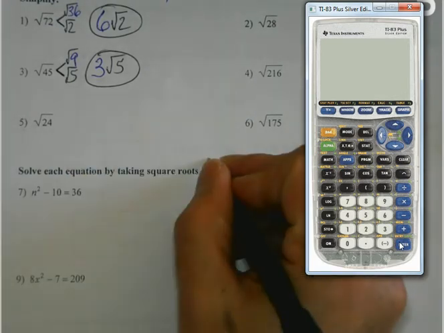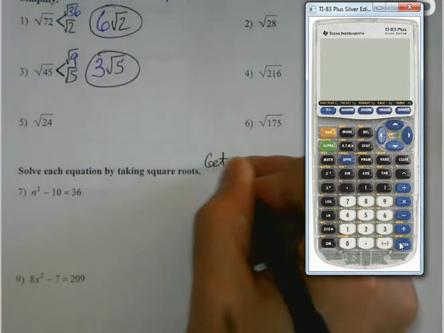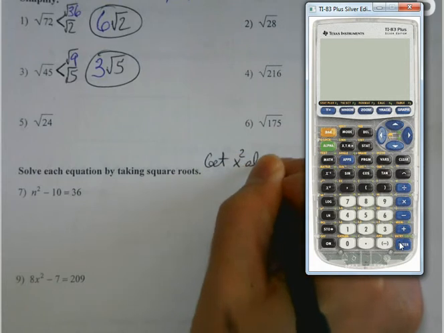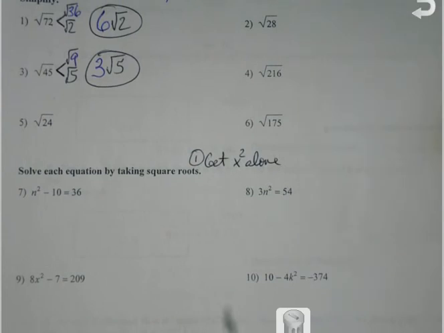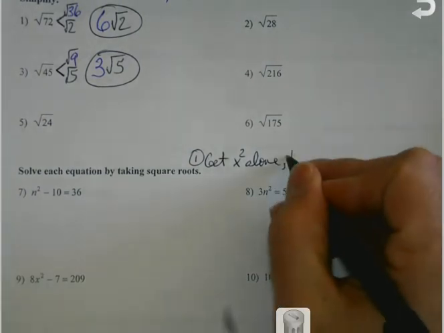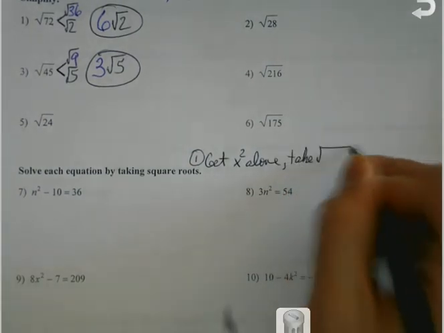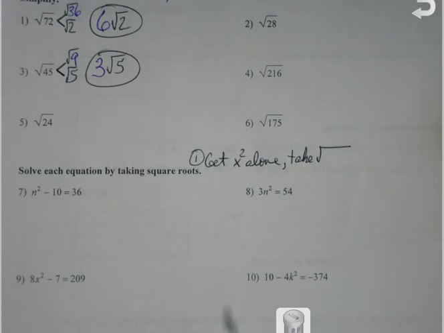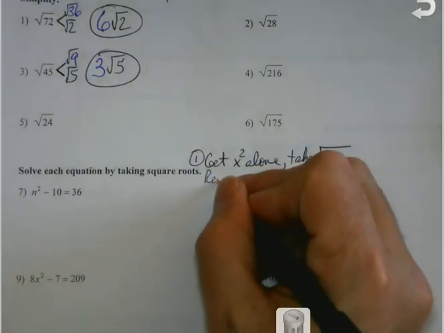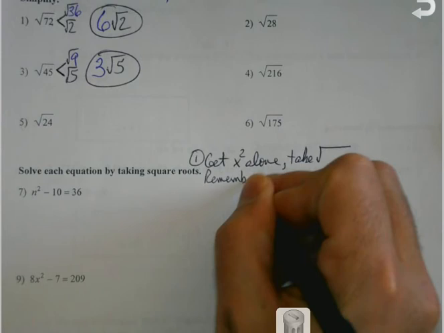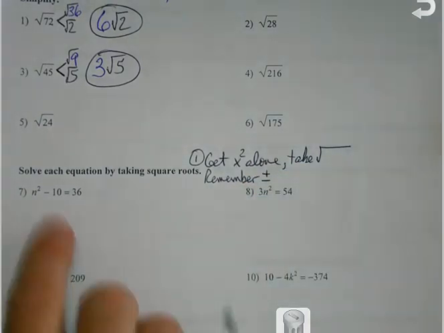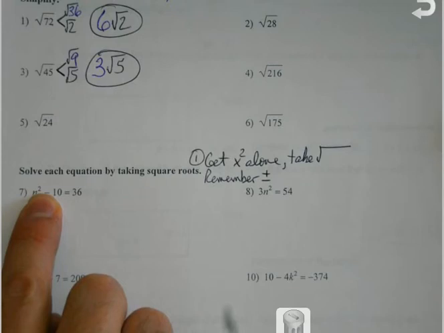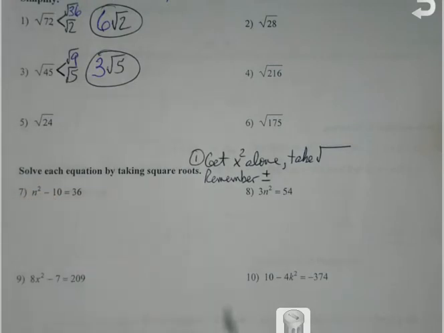I have two jobs here. Get x squared alone, or n squared, or whatever it happens to be. I take the square root, and then I have one more thing I'm going to remember. I always got to remember that I need plus minus with my answers. Why? Because that little 2, this is what's called a quadratic, and it just means there's 2 answers.